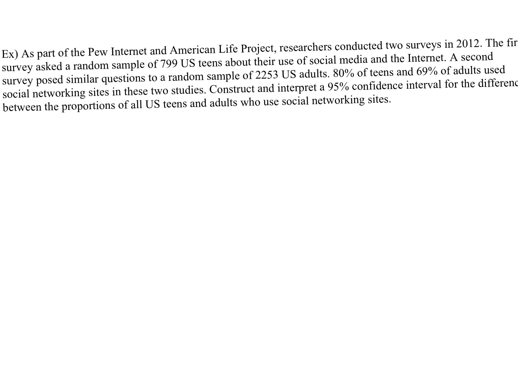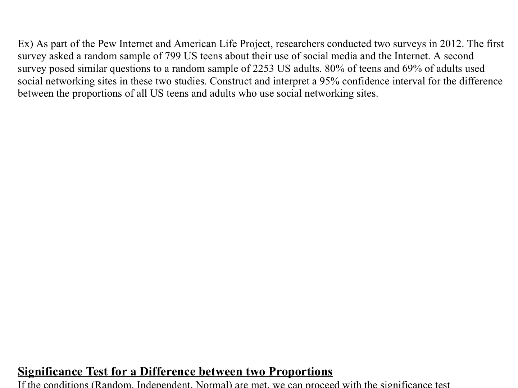Let's go ahead and look at an example. As part of the Pew Internet and American Life project, researchers conducted 2 surveys in 2012. The first survey asked a random sample of 799 U.S. teens about their use of social media and their internet. A second survey posed similar questions to a random sample of 2,253 U.S. adults. 80% of the teens and 69% of the adults used social networking sites in these 2 studies. Construct and interpret a 95% confidence interval for the difference between the proportions of all U.S. teens and adults who use social networking sites.